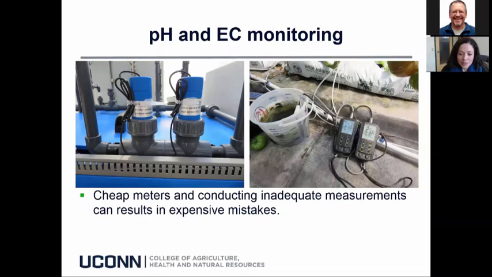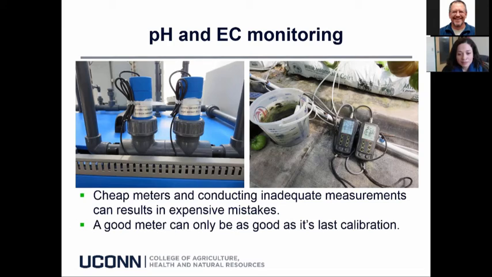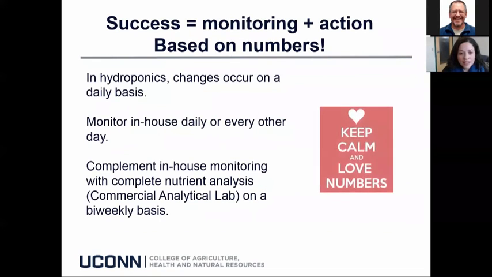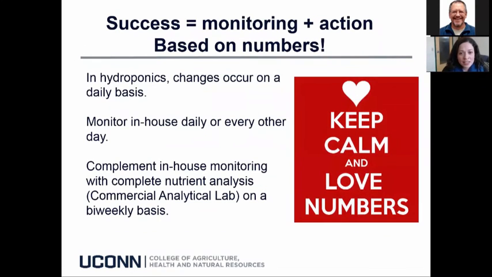I don't mean to make you buy expensive equipment, but don't go for the cheapest option. Always buy a meter that's going to last and that's reliable. A meter can be very good and very expensive, but if you don't calibrate it, the measurement is not a good one. So make sure you buy a good meter, make sure you use it, and make sure you calibrate your meters. Just to summarize, the success for hydroponics comes down to monitoring and acting based on numbers.